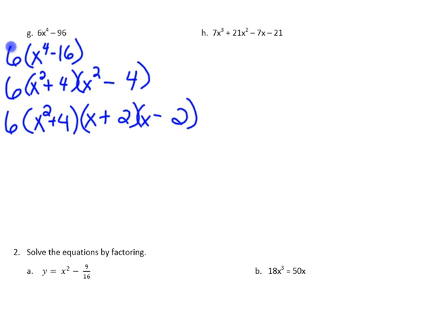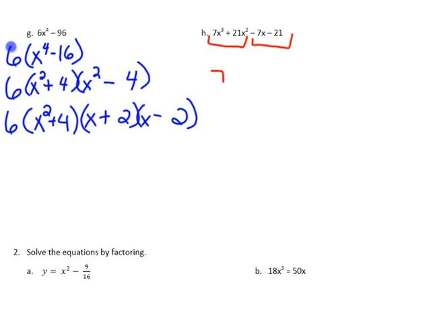Okay? All right. Letter H. So when I look at this one, I say, oh boy. So I can pull a 7 out. That much I notice right away. So I'm going to pull my 7 out. That leaves me with x to the 3rd. Actually, you know what? I'm not going to do that. I think I'm going to factor by grouping. So let me factor by grouping first and see what happens.